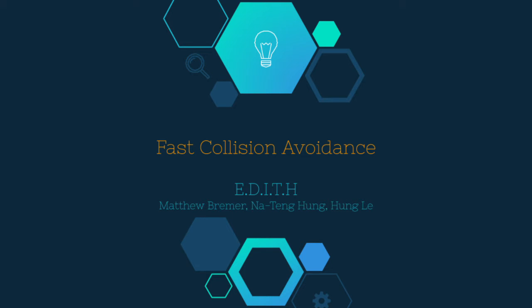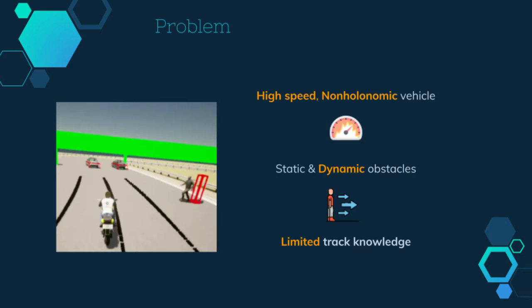Hello, my name is Matt, and in this video, I'll be talking about fast collision avoidance in the Grace Autonomous Racing Competition. In a racing environment, an autonomous car must be able to avoid obstacles safely while preserving as much speed as possible. If an autonomous car can do this, it should also be able to avoid collisions in real-world situations where braking is not the best option.